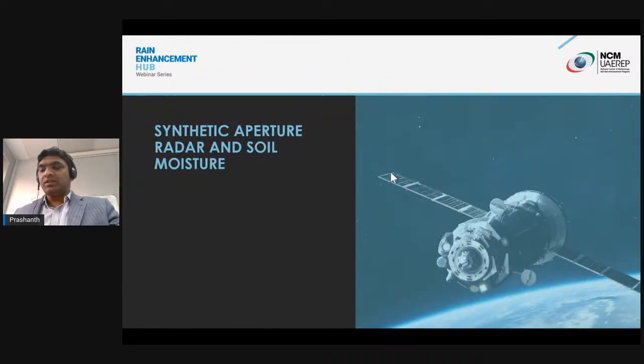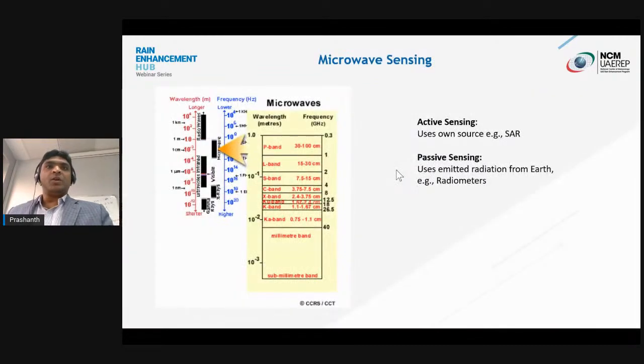So with that introduction of the company, I'll get into today's topic on using synthetic aperture radar for soil moisture measurement applications. So SAR is sensing in the microwave part of the electromagnetic spectrum, which is roughly from around 1 centimeter to 1 meter wavelengths, basically, with different bands.